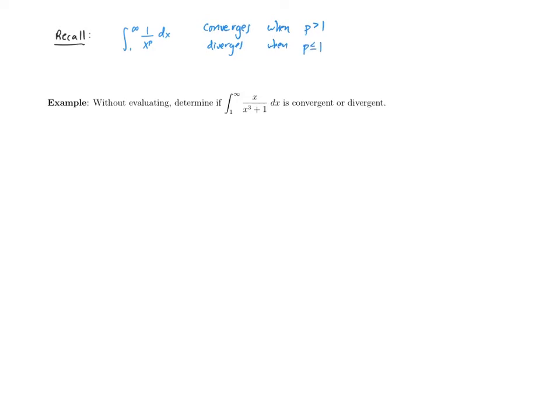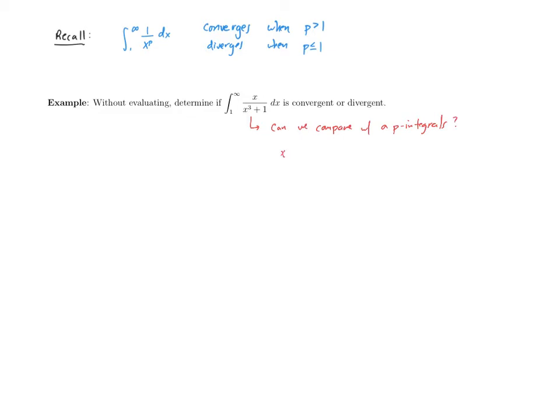With that in mind, let's move on to a new type of example and see if, without evaluating this integral, we can determine if the improper integral is convergent or divergent. And our motivation, or kind of our approach for this problem, is to think about the following question. Can we compare this integrand with one of these p integrals? And then maybe make an observation based upon that comparison.